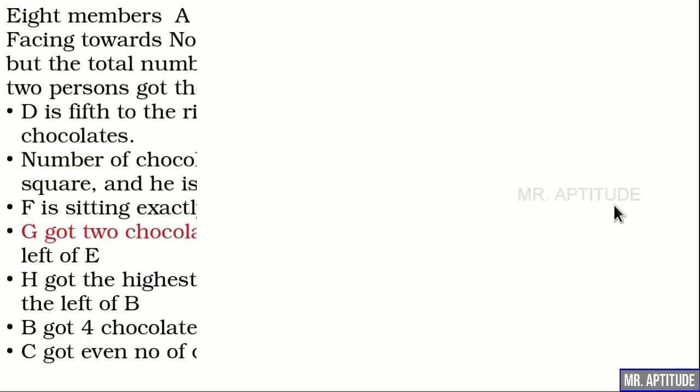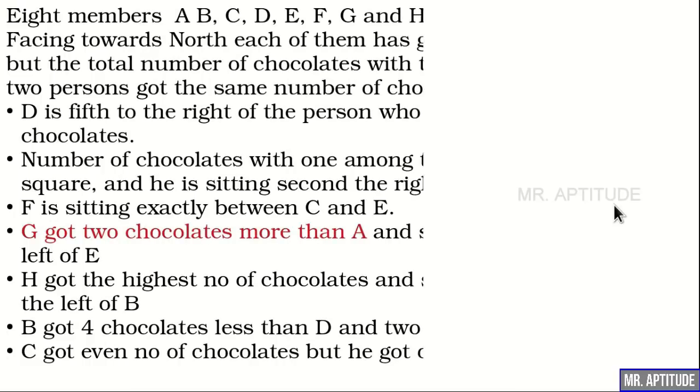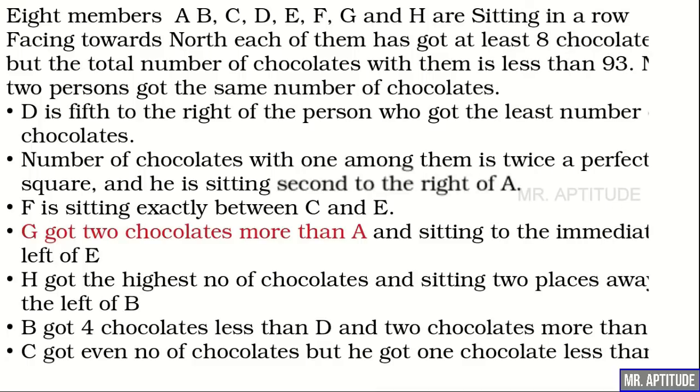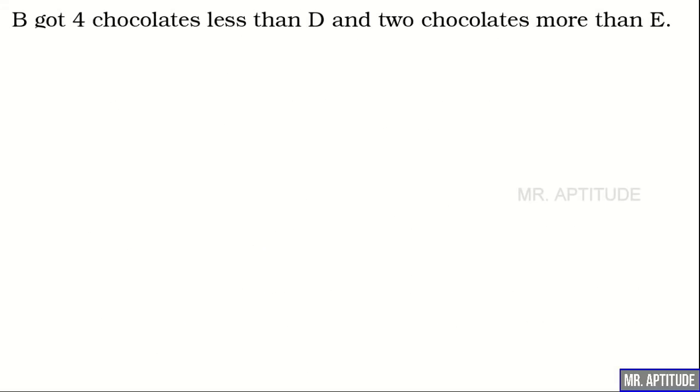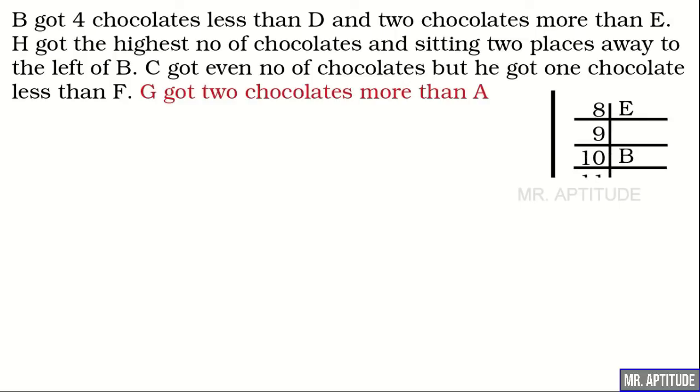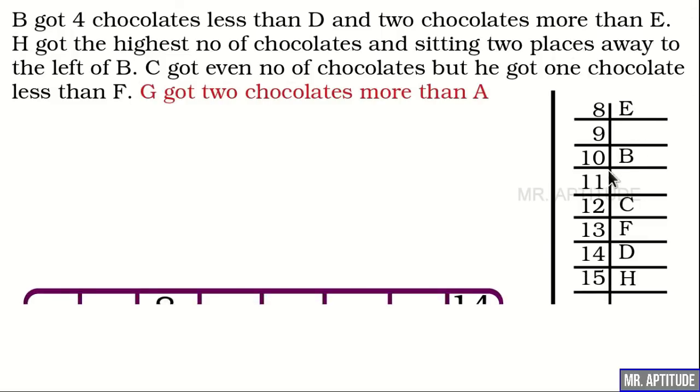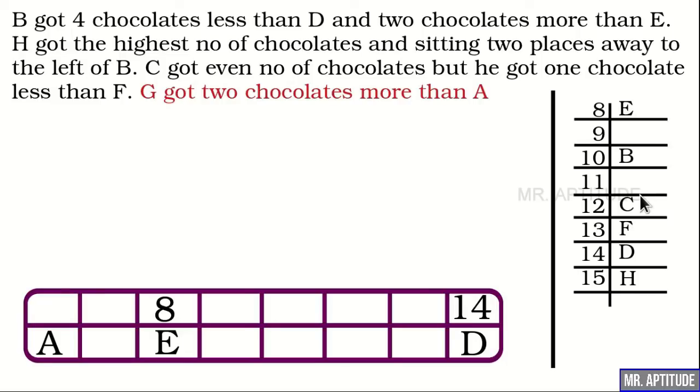Now let us pick another condition. G got 2 chocolates more than A. As we are trying to find the number of chocolates with them, let me add this condition to the previous information. G got 2 chocolates more than A, and these are the only 2 places we are left with. Between these two, G should get 2 chocolates more than A. So where should we place A and where should we place G? Or how many chocolates does A get and how many chocolates does G get? Now A should get 9 chocolates and G has to get 11 chocolates. So this is the arrangement from the given information.